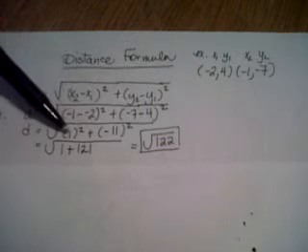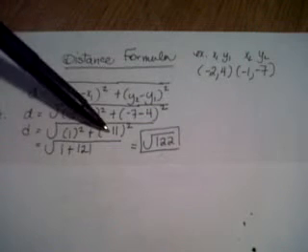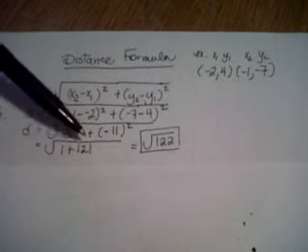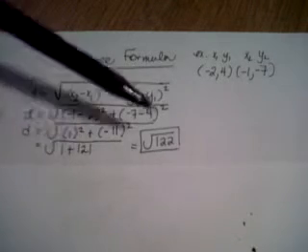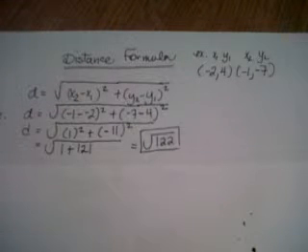I'll go ahead and subtract those. When I subtract them, I get 1. When I subtract these, I get -11. When I take 1 and square it, I get 1. When I take -11 and square it, I get 121. Add those together, and I get the square root of 122. I'm going to leave it as the square root of 122.